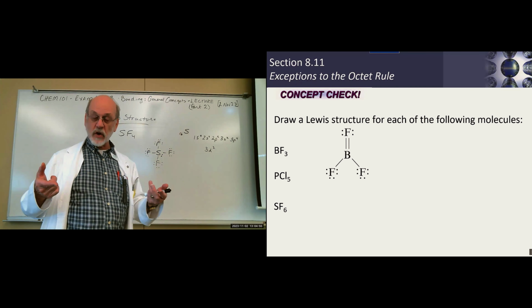Phosphorus pentachloride exceeds the octet. And all you have to do is add up all the electrons before you put them together, and then build your Lewis structure, and you'll see that that's correct. And then sulfur hexafluoride goes way past the octet. It's got 4 extra electrons in the bonds with sulfur and fluorine that have to go into d orbitals. So we're making use of d orbitals here to exceed the octet.